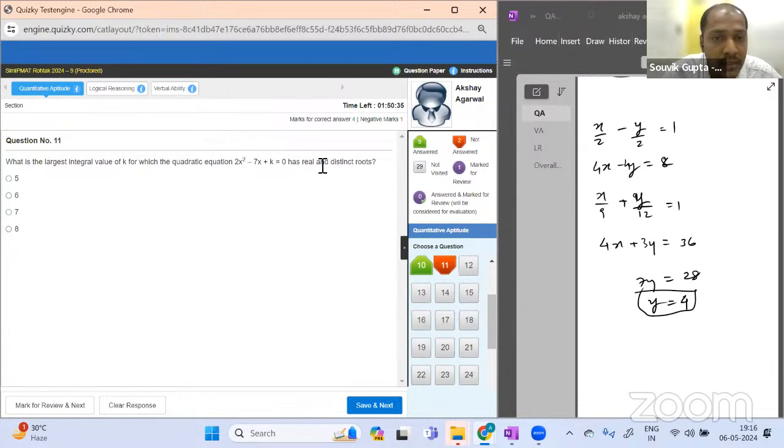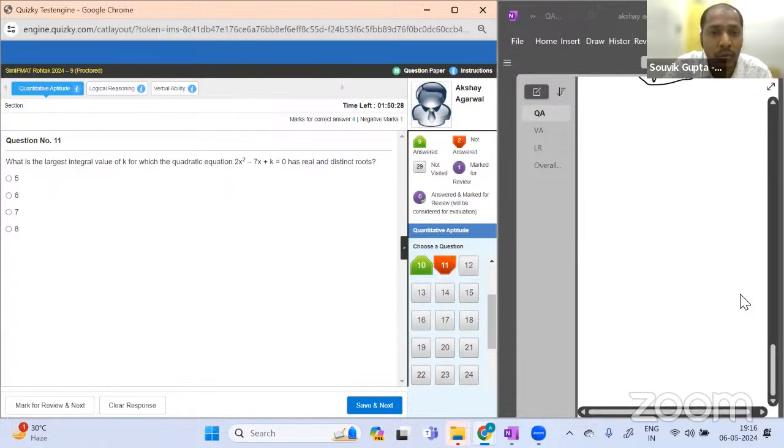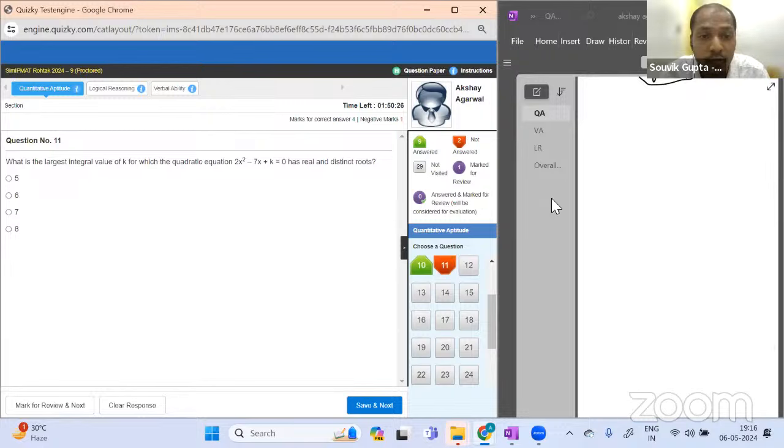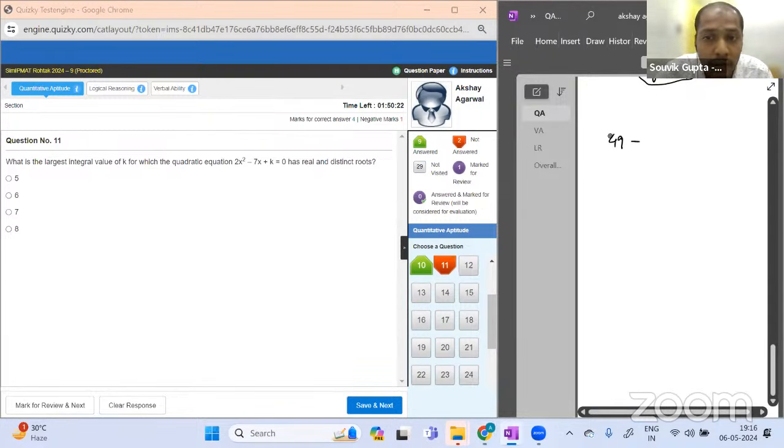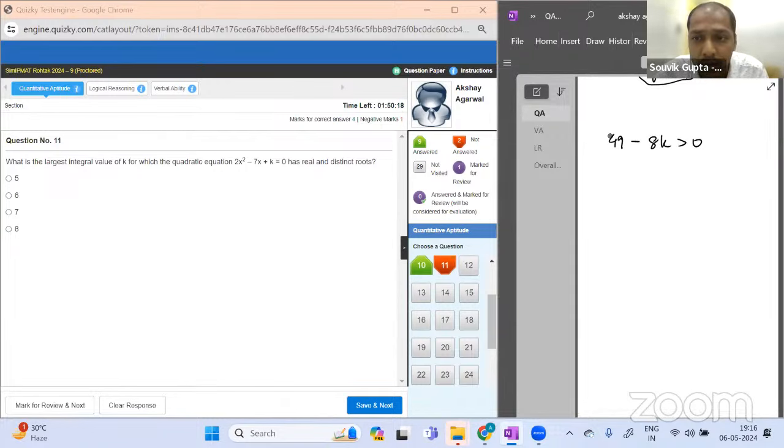Moving on. What is the largest integral value of k for which the equation 2x square minus 7x plus k has real and distinct roots? Real and distinct roots: b square minus 4ac should be greater than 0. b square would be 49 minus 8k should be greater than 0. Therefore, 8k should be less than 49. Therefore, the largest integer value of k could be 6.